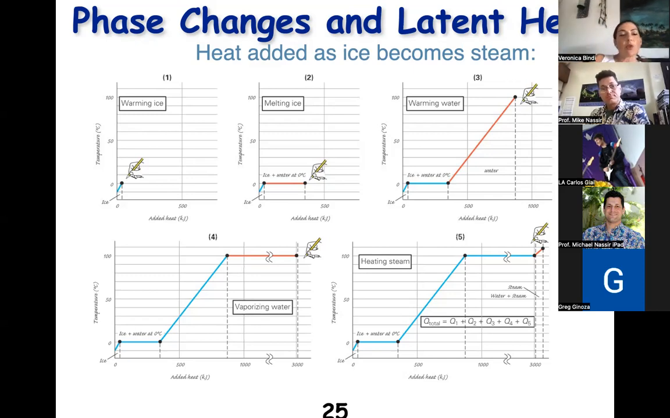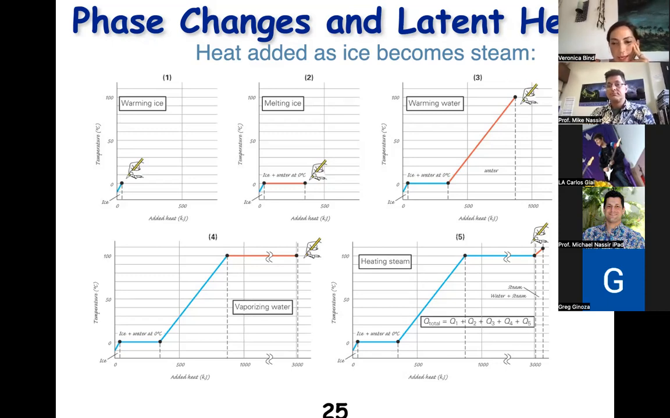And when the temperature of the water is 100 degrees, we know that it starts to vaporize. So it starts to boil the water. And again, if we keep providing heat, the temperature will stay constant during that period of time, because all the water is going to vaporize.